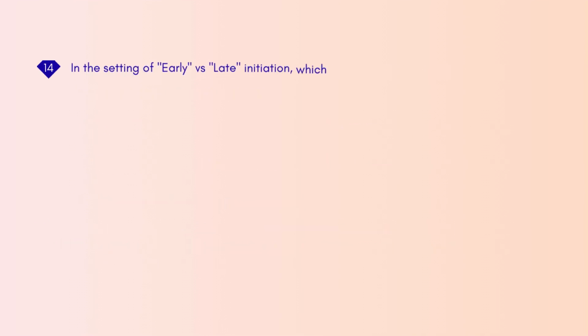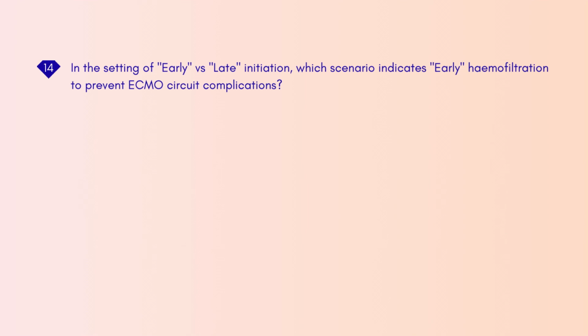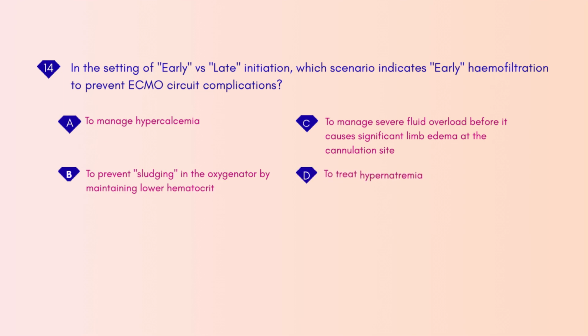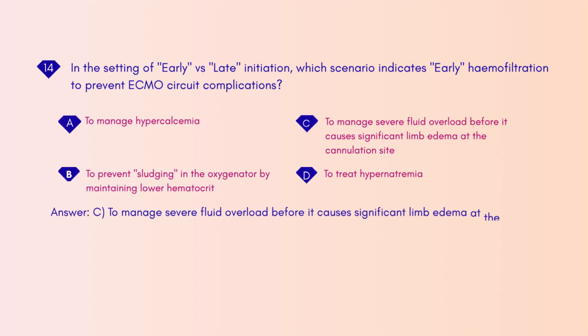In the setting of early versus late initiation, which scenario indicates early hemofiltration to prevent ECMO circuit complications? A. To manage hypercalcemia. B. To prevent sludging in the oxygenator by maintaining lower hematocrit. C. To manage severe fluid overload before it causes significant lymphedema at the cannulation site. D. To treat hypernatremia. Answer: C. To manage severe fluid overload before it causes significant lymphedema at the cannulation site.